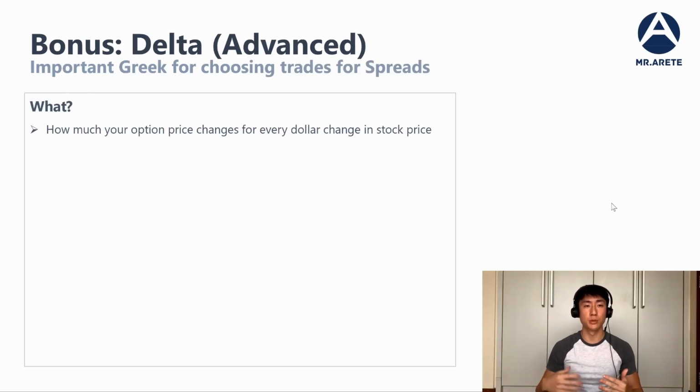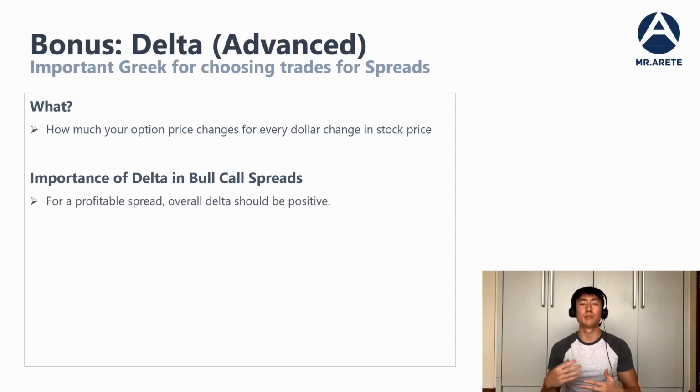And for the second bonus for this video, I'll be sharing with you guys delta. Delta also belongs to the slightly more advanced topics, but just listen through. Essentially, delta is also one of the option Greeks. So what is delta? Delta is how much your option price changes for every dollar change in the stock price. So if you have a delta of 0.3, what this means is, let's say your stock increases by $1, the price of your option will increase by $30 for the bull call spread, and therefore you'll make 30 US dollars.